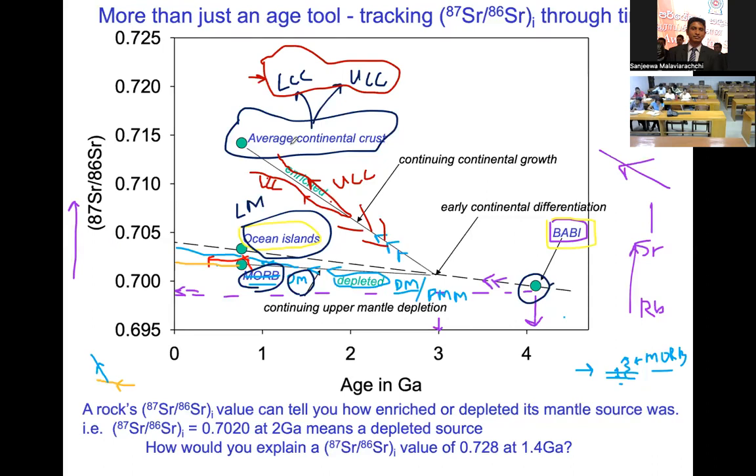Okay, so this is how it is happening. But if you just want to show the continuing crustal growth as an average, then you can refer to this black line as the average continental crust. So this is how the Earth's reservoirs are evolving in terms of rubidium strontium systematics. Any question?